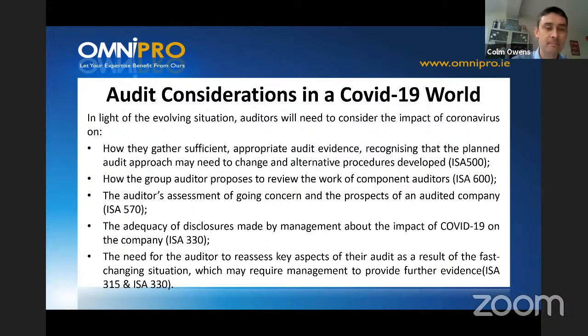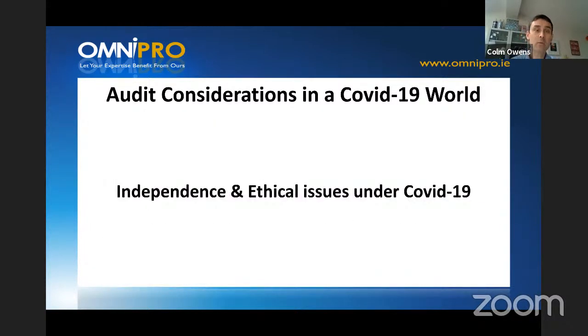And then the last point, and we will touch on this as we go along, obviously it's 315 and 330. COVID-19 is evolving daily at this stage. In terms of how that is impacting on your audit plan, your audit planning memo, your risk assessment, have you done one a couple of months ago? You've got to go back and reassess it. It is an ever evolving, living, breathing document, unfortunately. And that's kind of where they were coming from.